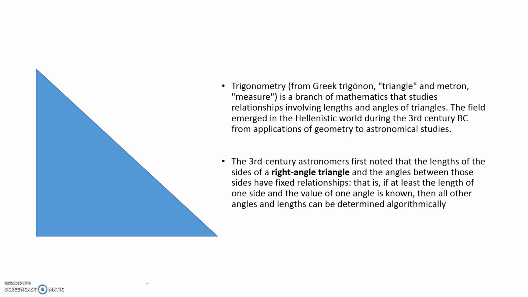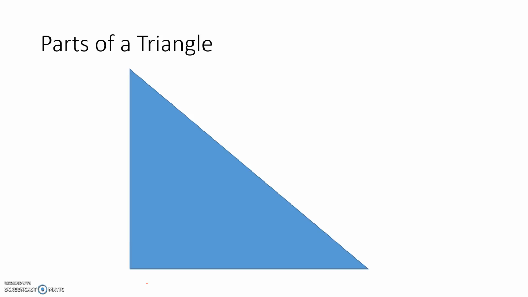Now, in the Pythagoras theorem, we saw that in a right angle triangle, the longest side of the right angle triangle, or the side opposite the right angle, is called the hypotenuse. Okay, the hypotenuse is the longest side. Now there are two other sides of the triangle that we need to name.